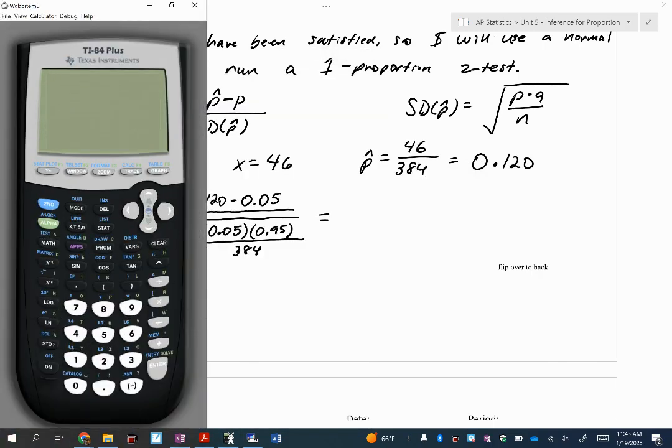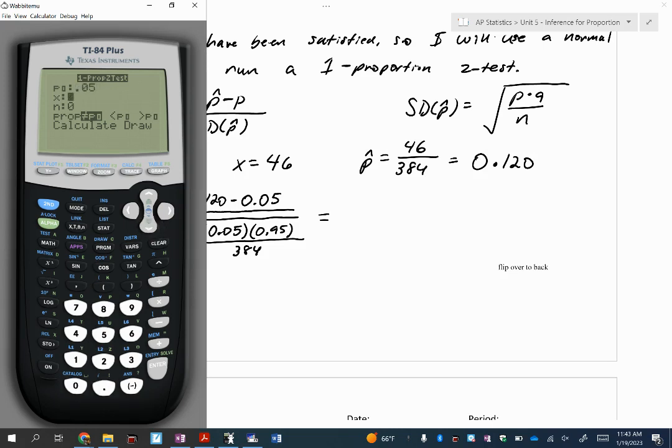Okay, so we're going to do stats, over to tests. The only test we know right now is the one proportion z-test, which is number 5. So you use that tomorrow. Our population proportion, so the best idea of what's going on out there in the world for the rate of children in the U.S. that have a congenital abnormality is 5%, so 0.05.